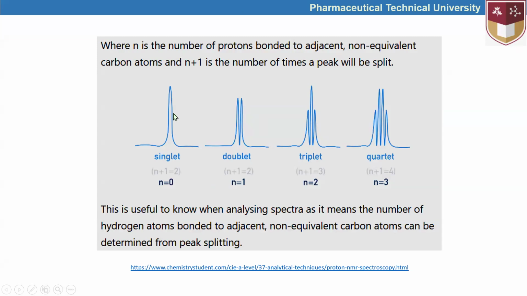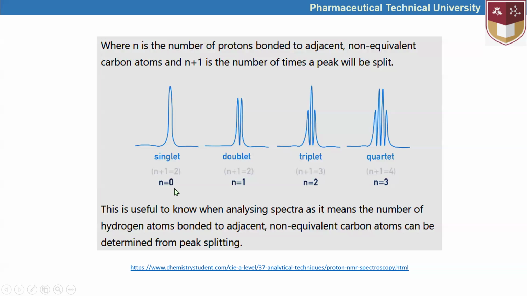Okay, in general, we can see different types of signals in NMR spectroscopy. They can be singlet, doublet, triplet, quartet. N is the number of protons bonded to adjacent non-equivalent carbon atoms, and N plus 1 is the number of times a peak will be split. This is useful to know when analyzing spectra, as the number of hydrogen atoms bonded to adjacent non-equivalent carbon atoms can be determined from peak splitting.